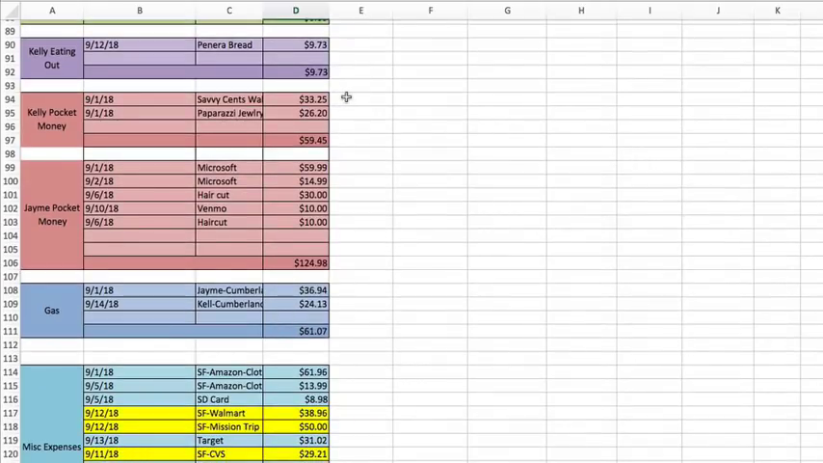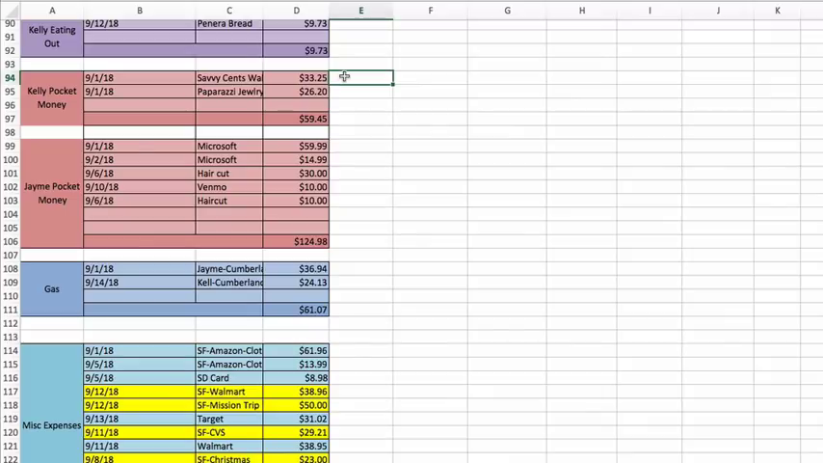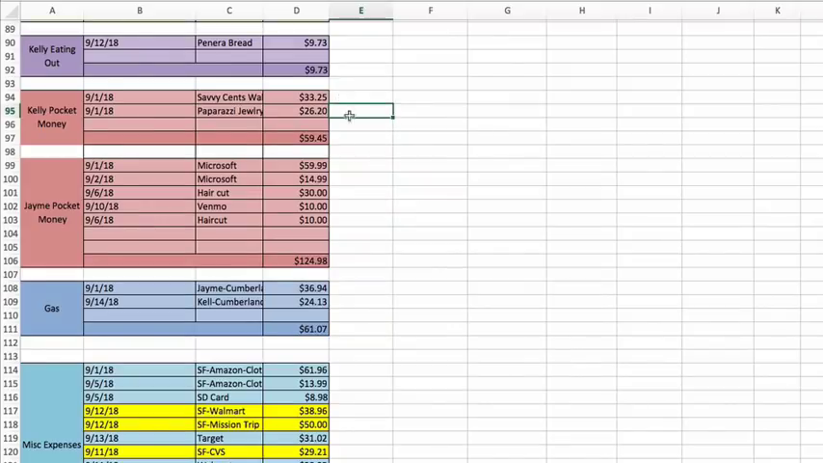Kelly pocket money, $59.45. That is for my new Savvy Sense wallet. If you guys saw my cash envelope wallet, I got a new one and showed it to you guys this past Monday. So go check that out. That was $33.25. And then I got some Paparazzi jewelry for $26.20.